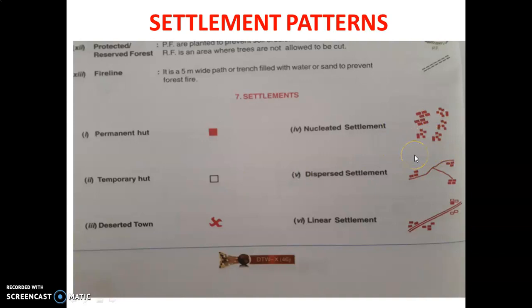When different houses are closer to each other on a topographical map, then it shows nucleated settlement. Next is dispersed settlement. Dispersed settlement, also called scattered settlement, is when different houses are away from each other. Under linear settlement, we should learn the arrangement of houses on either side of roads, railway tracks, rivers, etc. So these are about settlement patterns, and deserted town is not in the syllabus.